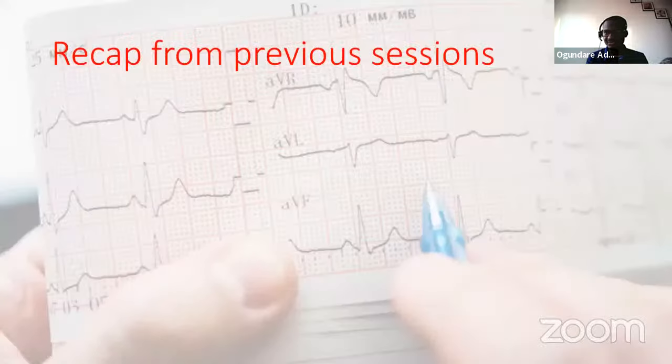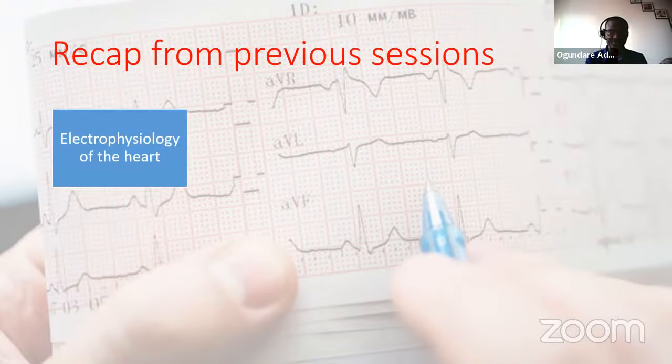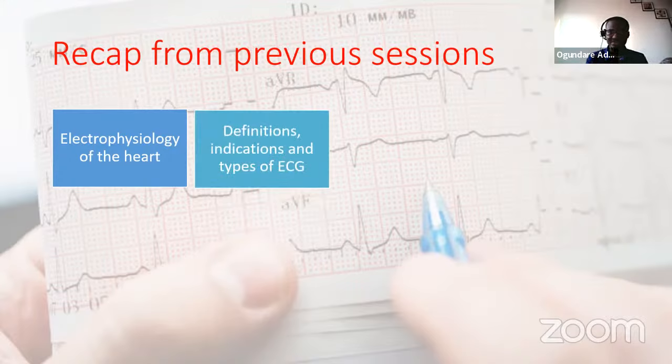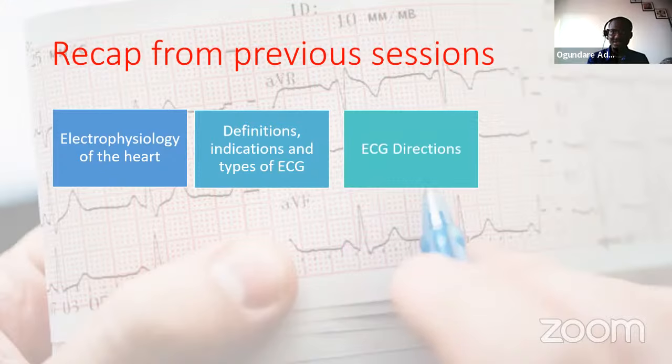I'm not sure how many of us joining today were part of the previous sections, but I'm just going to give you a quick recap of what we've been doing in the last 3 weeks or so. We've talked about the electrophysiology of the heart, the conducting system of the heart, the peculiar characteristics of the cardiac muscles, the cardiac activation process and the principles, the definitions and the indications, the forms of ECGs, and the ECG directions. So when you see upward and downward deflections, you have a good understanding of what this represents.